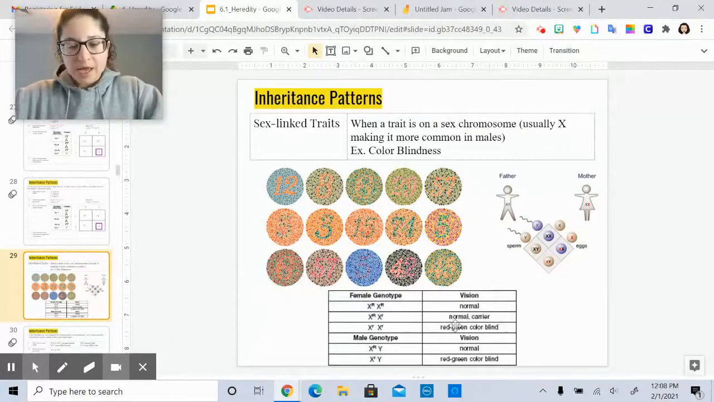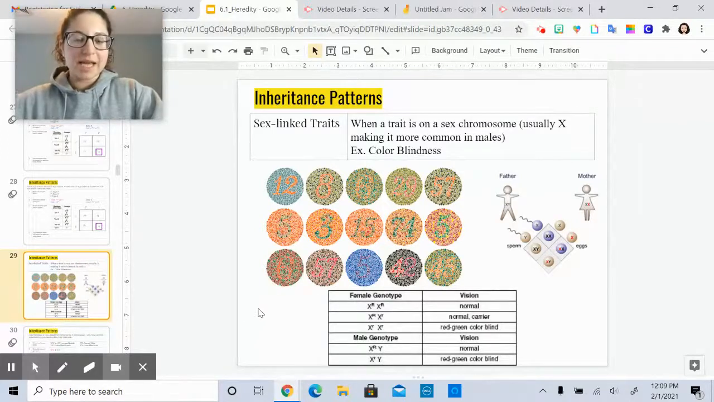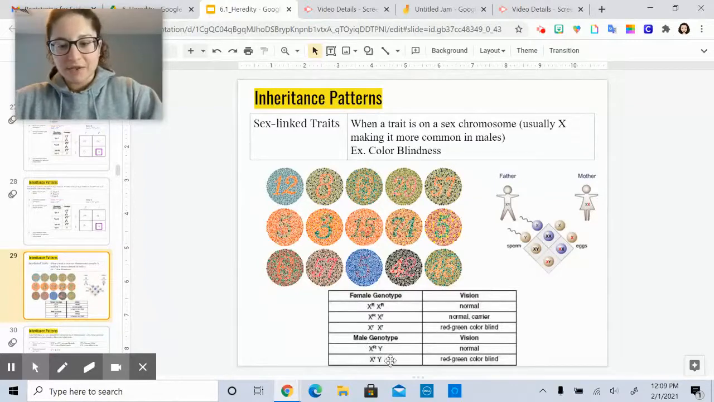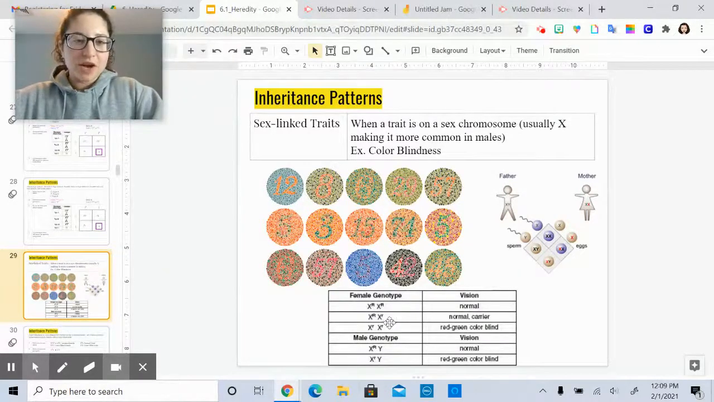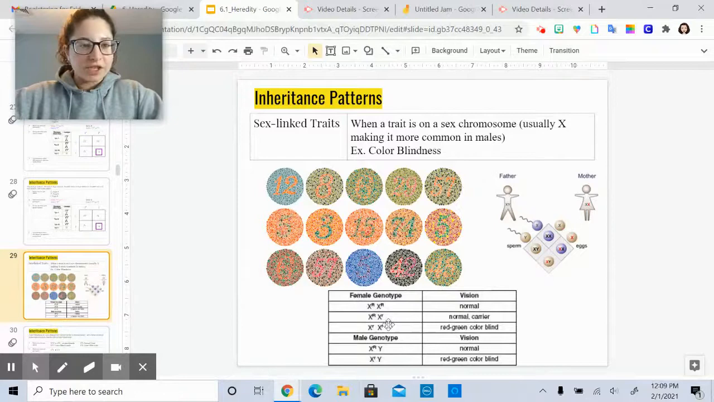If you're a male, like I said, males are XY. So a male with normal vision is going to be X big R Y, and a male with colorblind vision is going to be X little r Y. So that's what I mean when I say if a male gets the bad copy, in this case, the recessive copy for colorblindness, they're automatically colorblind. If the female gets one copy for colorblindness, she still has a chance of covering it up with a normal vision allele.